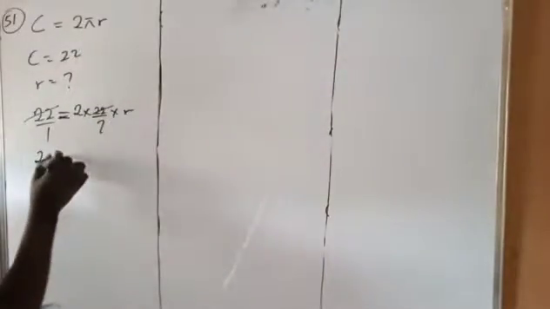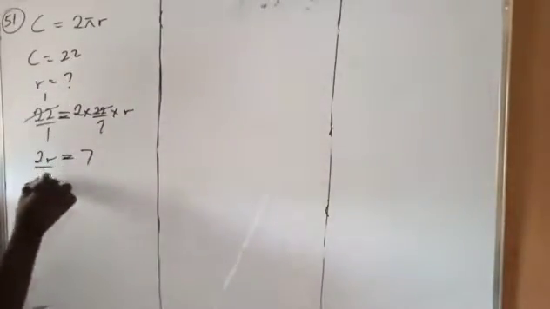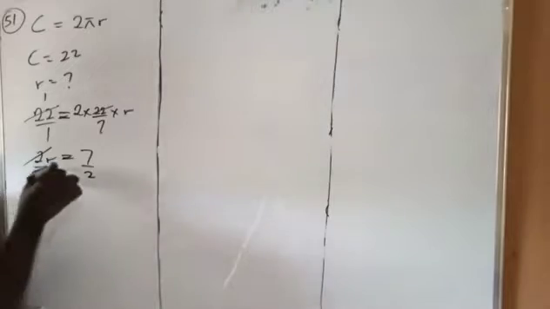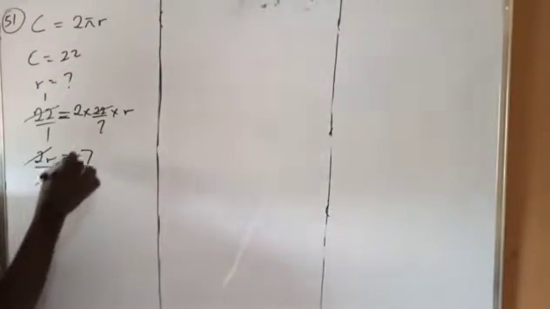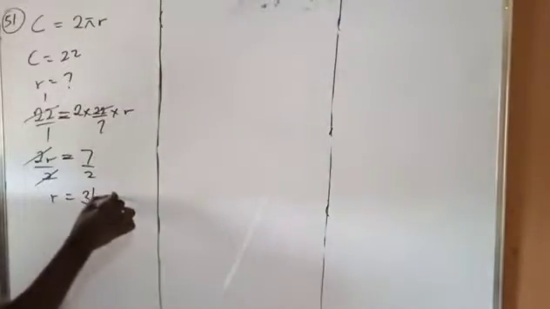2 times r equals 7 times 1, which gives us 7. Divide both sides by 2. 2 cancels 2. r then equals what? 3.5 centimeters.